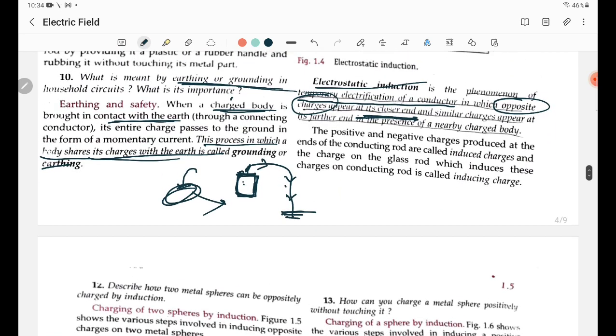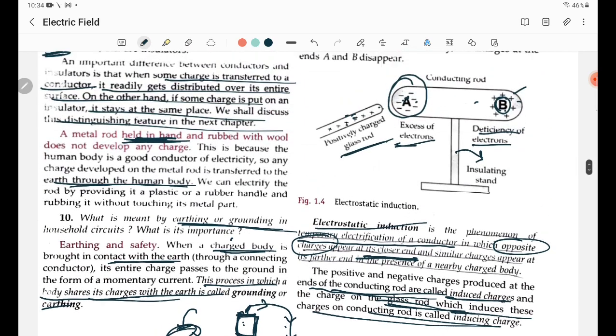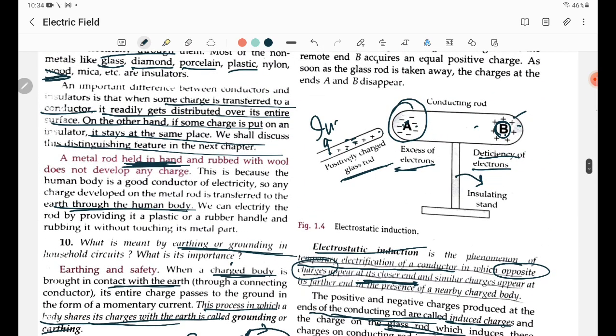The charge which is produced at the ends of the conducting rod is the induced charge, and the charge producing the induced charge, that means the charge on the glass rod which induces these charges, is called the inducing charge. So this is the inducing charge, this is the induced charge.